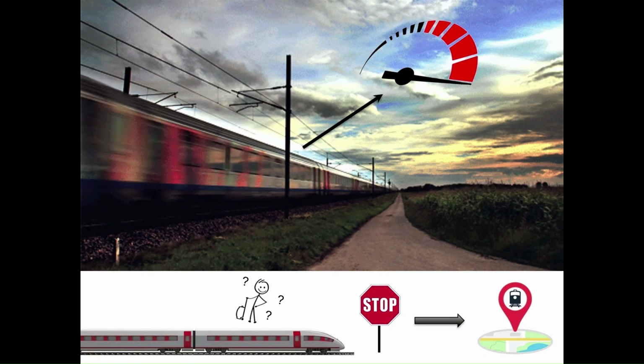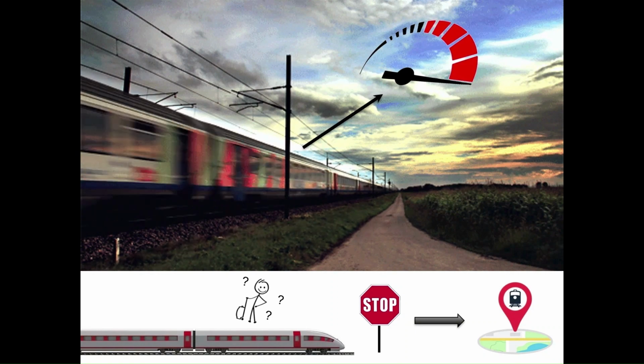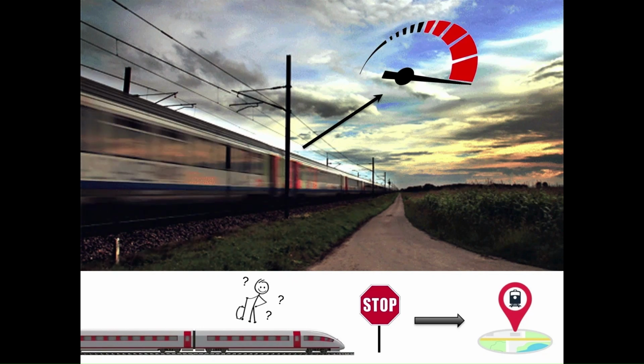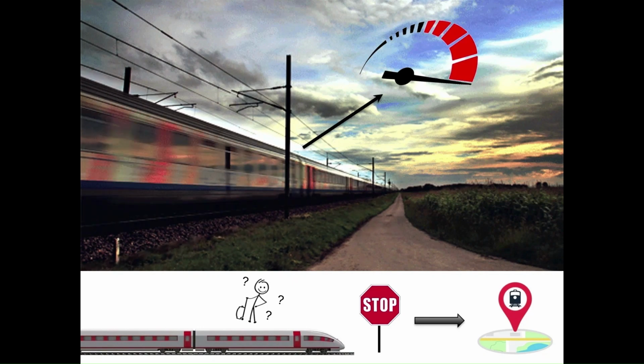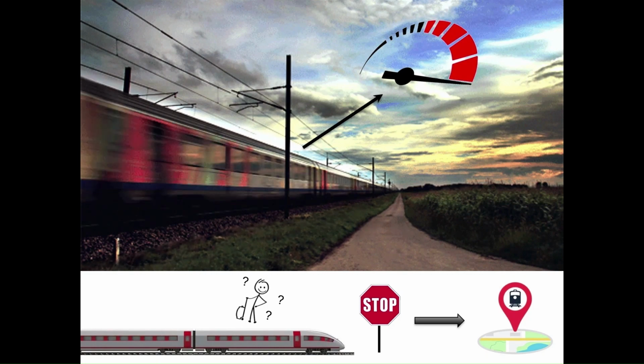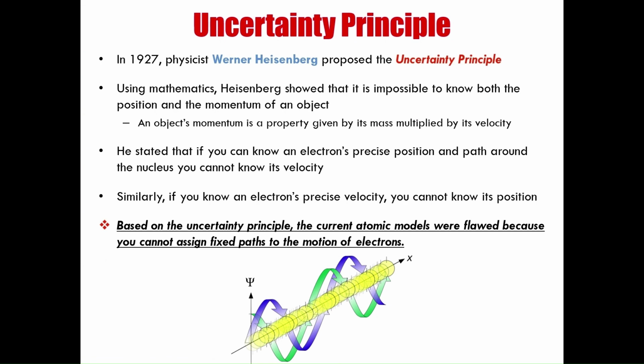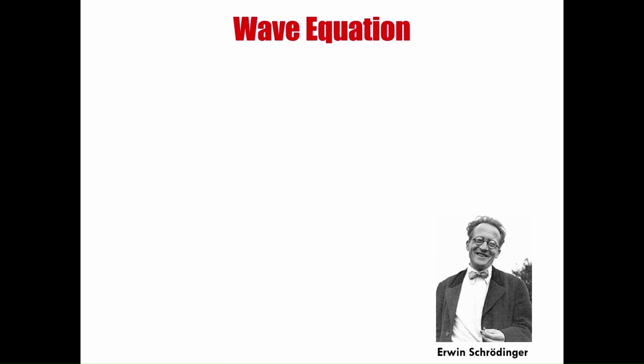And so, it gets to the heart of the uncertainty principle. Just like a passenger on a moving train, it is impossible to know where an electron is around an atom if you know exactly how fast it's moving. And so, based on the uncertainty principle, the current atomic models were flawed because you cannot assign fixed paths to the motion of electrons.